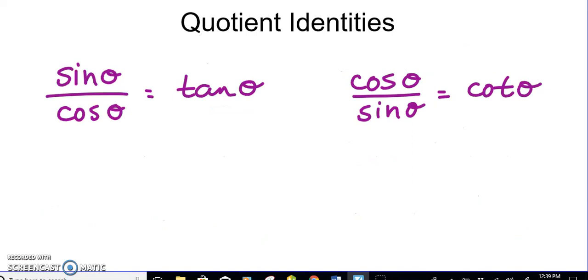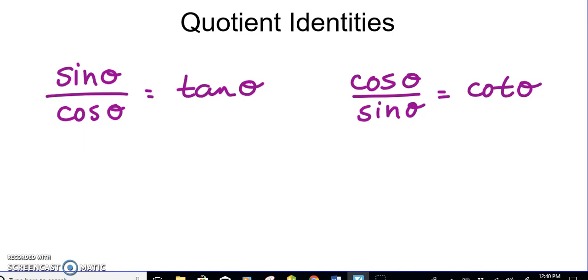These are our quotient identities. Because I actually gave you these when we talked about the graphs of tangent and cotangent. I wrote those on the board or the screen, and I had them for you, and I told you to write them down. So I'm pulling those back out again. And so here with our sine and cosine, sine over cosine is tangent, and cosine over sine is cotangent. And again, you got to remember those. Just remember them. You have to know them.